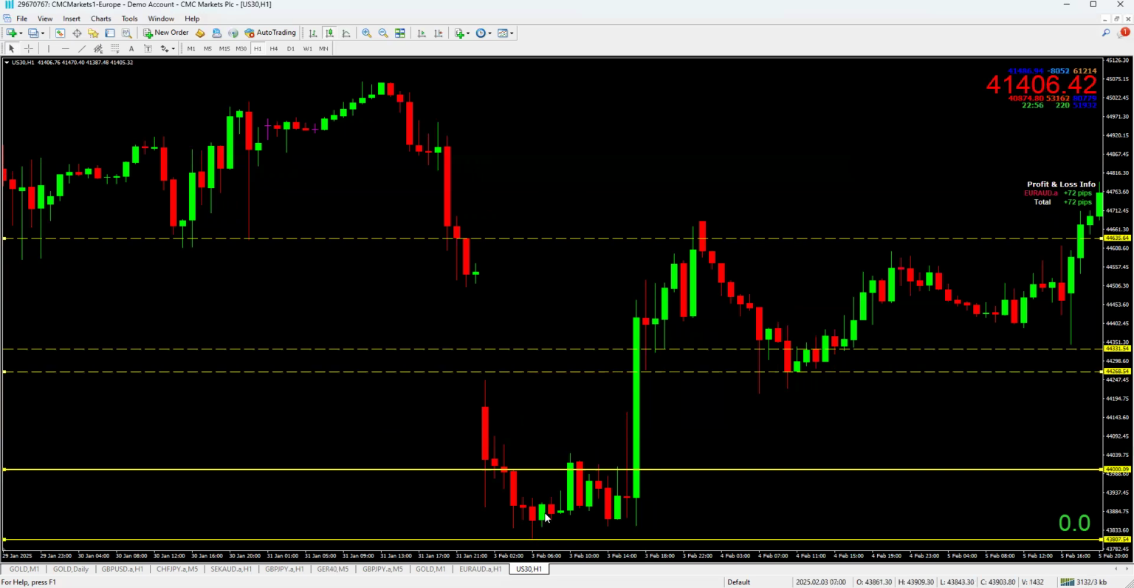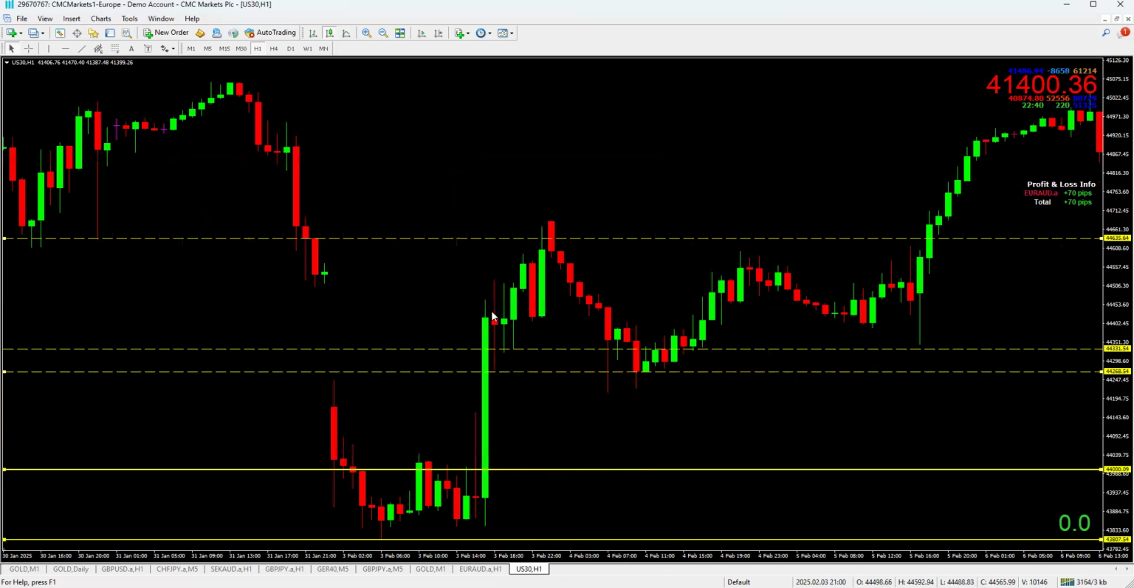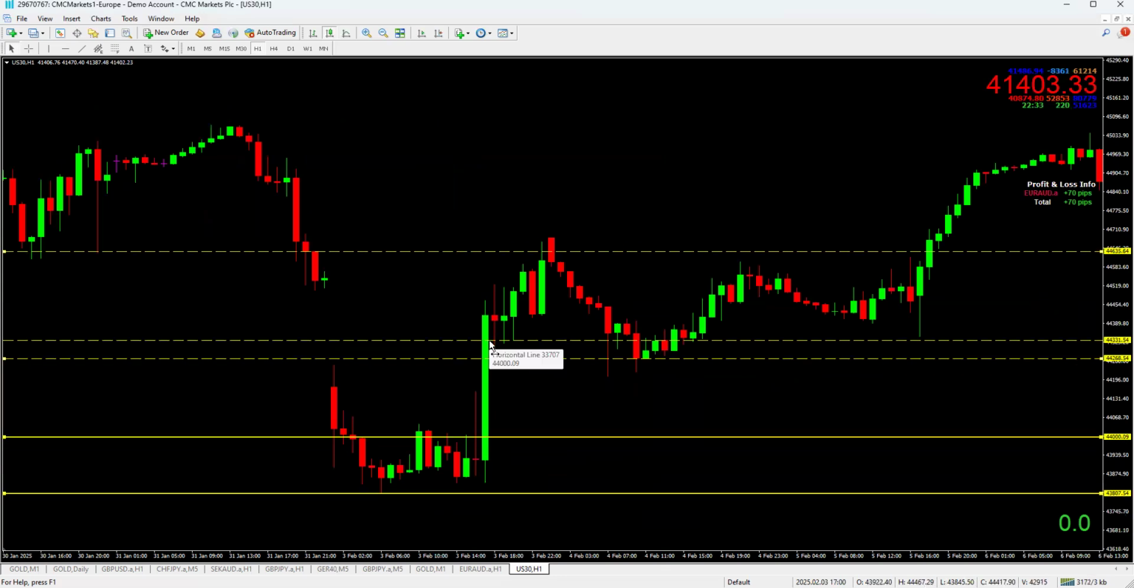So on this occasion, the price came out here, came back in, which is a retest, which is exactly what I want. I want it to definitely come in and close inside. Then it did all that, came back out. It was a big push out.